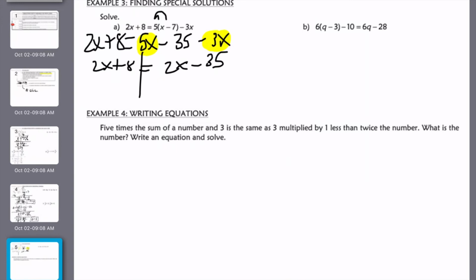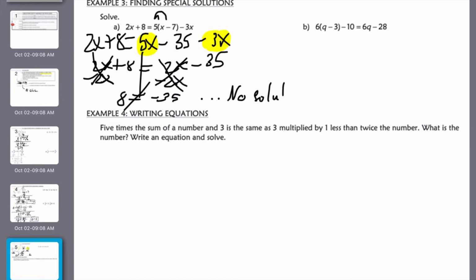Okay, so I'm going to try to get my variables to be on the same side, so I'm going to subtract by 2x on both sides. But that actually cancels both sides out, and I'm left with 8 equals negative 35. Well, that could never happen. So since 8 does not equal negative 35, that means that this is an example of no solution. I challenge you to try the other one on your own.